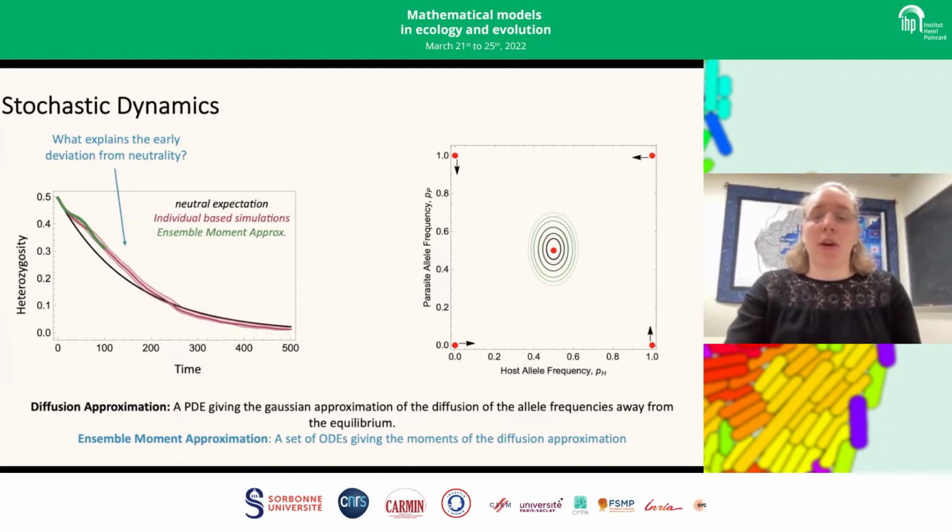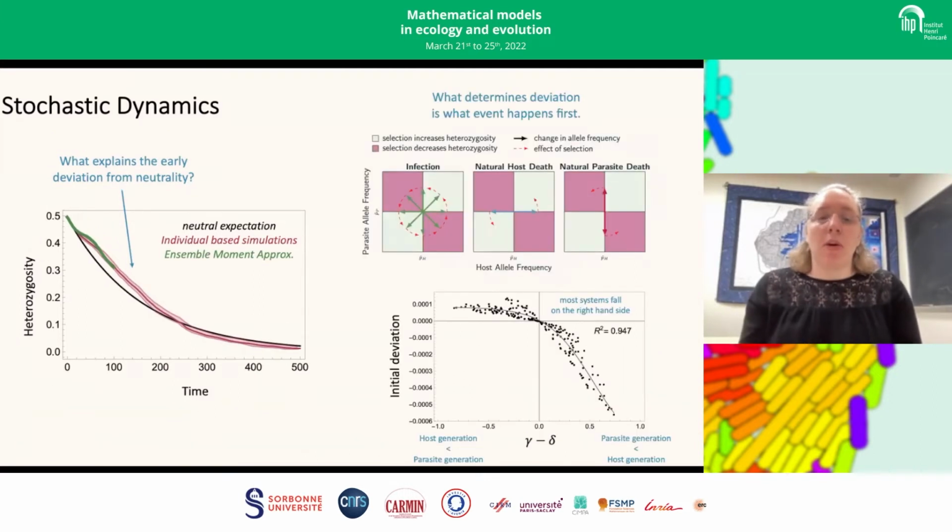So if I do this, what do these ordinary differential equations tell me? Well, they tell me that this deviation early on from the neutral expectation is the result of what kind of events happen first in my model. So let's think about the different events that can happen. I can either have an infection event happen first, a neutral host death event, this is that turnover in the host, or I can have turnover in the parasite. And depending on which one of these happens, you start at this equilibrium point, and then there's some perturbation away from that, and then selection is given by these red arrows, and selection will start pulling you in those Red Queen cycles.